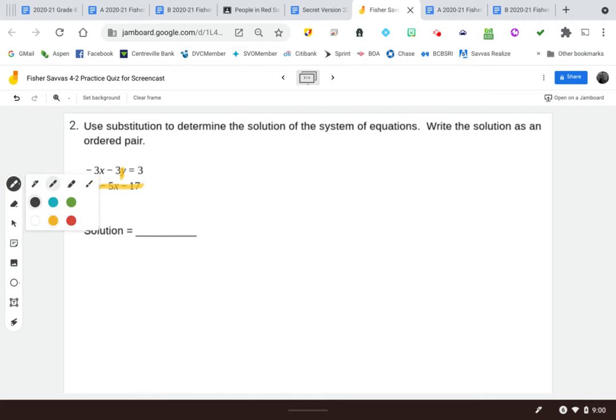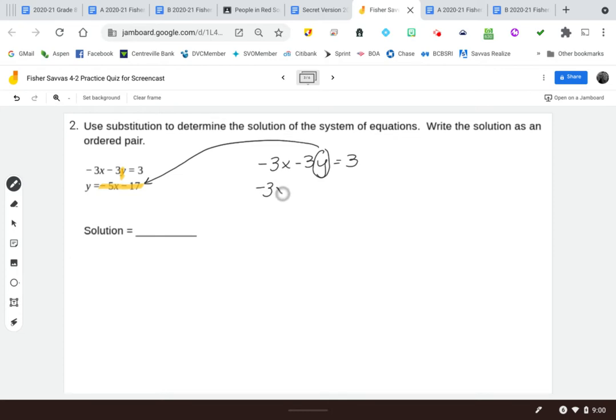So I'm going to start with my top equation, which is negative 3x minus 3y equals 3. And again, I'm going to substitute in for y that expression of negative 5x minus 17. So I have negative 3x minus 3 times whatever y is. Again, I'm going to use parentheses here and make sure you're careful with your signs. Minus (5x minus 17)... I mean minus 3 times (negative 5x minus 17), and then I still have equals 3.